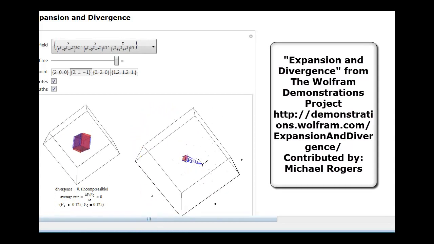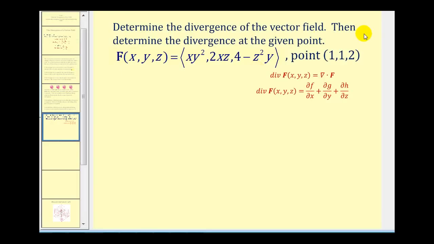Now let's go and take a look at our own example. Here we want to determine the divergence of the given vector field and then at the point (1, 1, 2). Let's go ahead and list the components of our vector field. So little f is going to be xy squared, g is equal to 2xz, and h is equal to 4 minus z squared y.